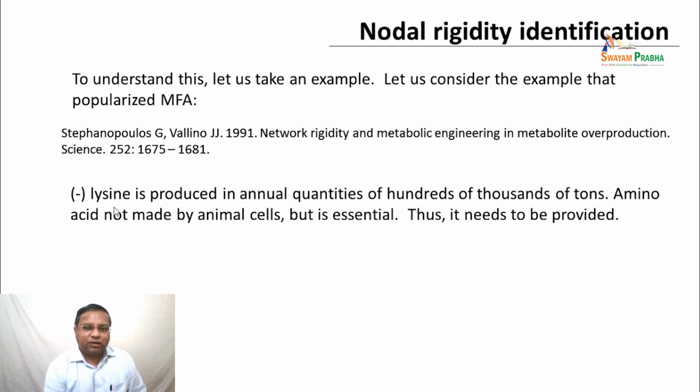As mentioned earlier, L-lysine is produced in annual quantities of hundreds of thousands of tons, because this amino acid is not made by animal cells, but is required for proteins and so on. Therefore, it needs to be provided. That itself gives the reason for the large production of L-lysine.